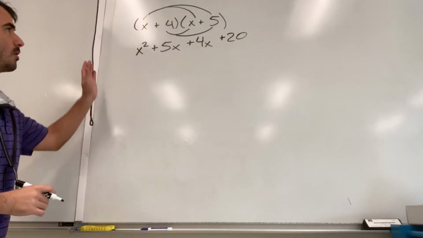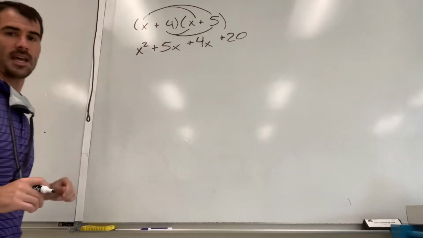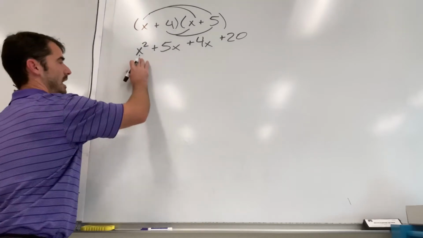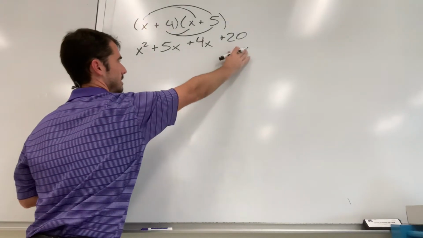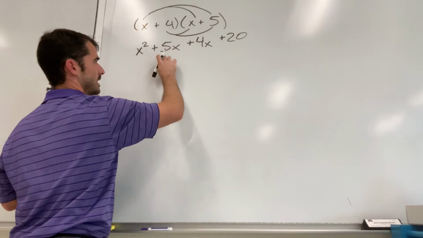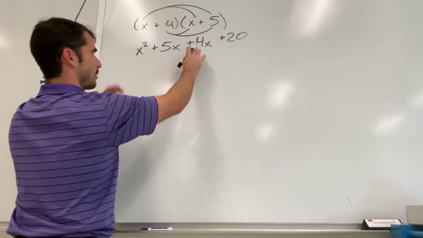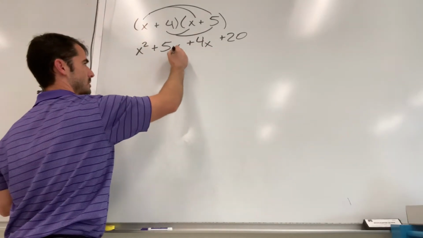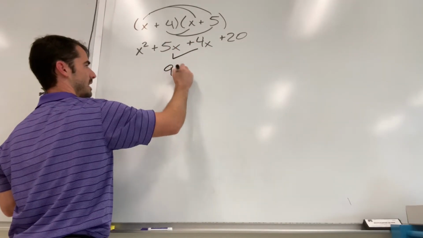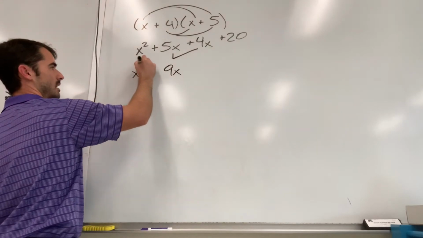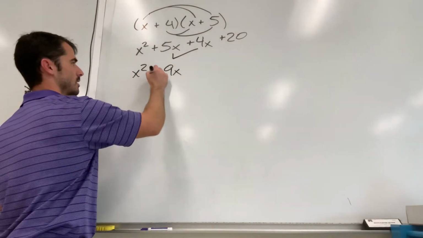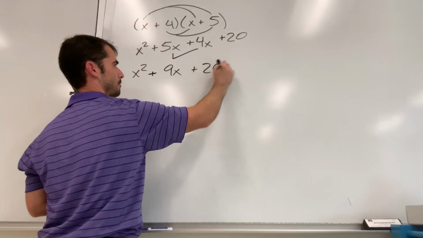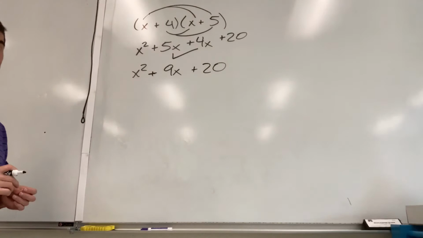Now we have distributed twice, and all we need to do is combine any like terms. I'm going to look at it: x squared, do I have any other x squareds? No. I have positive 5x, and I'm combining that with 4x. 5x plus 4x is 9x. So this becomes 9x. I forgot to bring down my x squared, plus, and then 20, nothing to combine it with, so plus 20. And we're done.